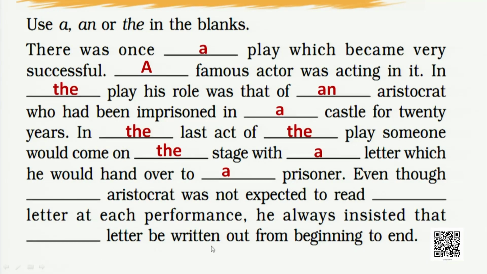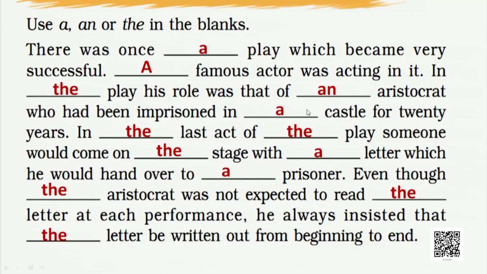Next, even though dash aristocrat was not expected to read dash letter at each performance, he always insisted that dash letter be written out from the beginning to end. Even though aristocrat is coming for the second time, we know which aristocrat, so it is definite article. So what is the definite article? The, yes, the aristocrat was not expected to read. Now the letter is also introduced earlier, so the letter at each performance. He always insisted that the letter, it is known which letter, so definite article, what will come? Yes, the letter be written out from the beginning.